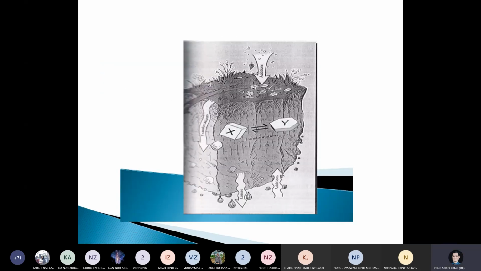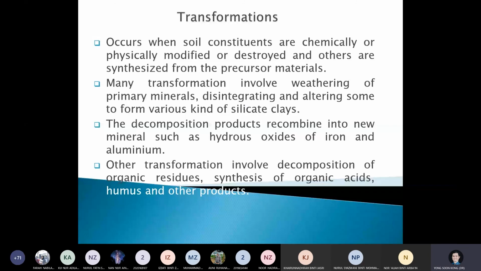So this diagram shows you how it moves around: addition, transformation, loss, or translocation. Okay, now for the first one, transformation means the soil constituents are chemically or physically modified or destroyed, and others are synthesized from precursor material. Now, transformation, you can imagine that this is due to the weathering process. From larger rock particles, they transform into smaller ones. So this is one example.